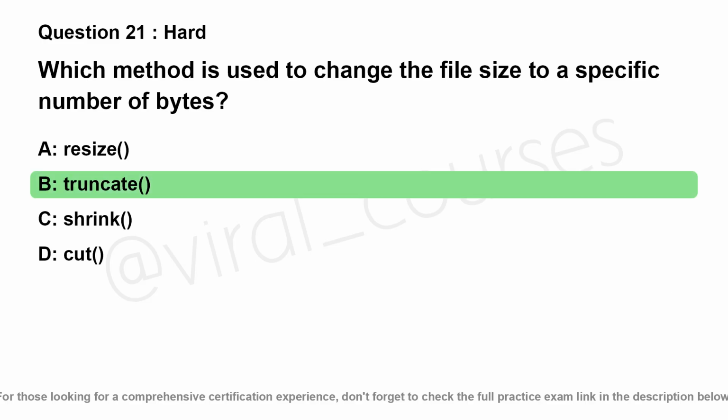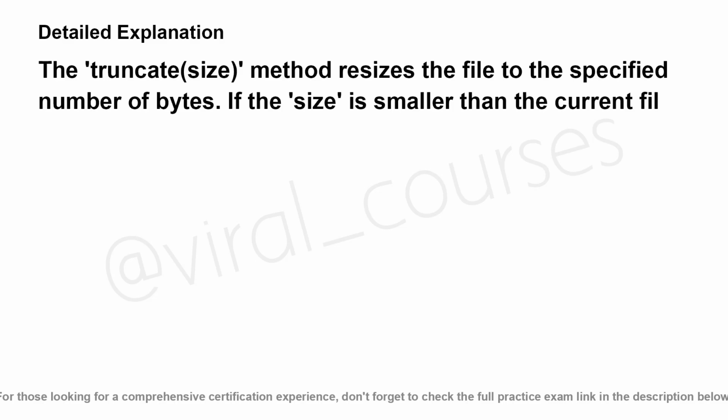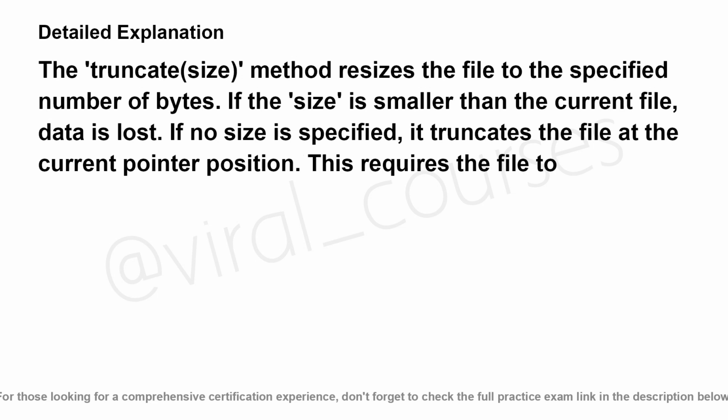The correct answer is B. The truncate(size) method resizes the file to the specified number of bytes. If the size is smaller than the current file, data is lost. If no size is specified, it truncates the file at the current pointer position. This requires the file to be opened in a writable mode.